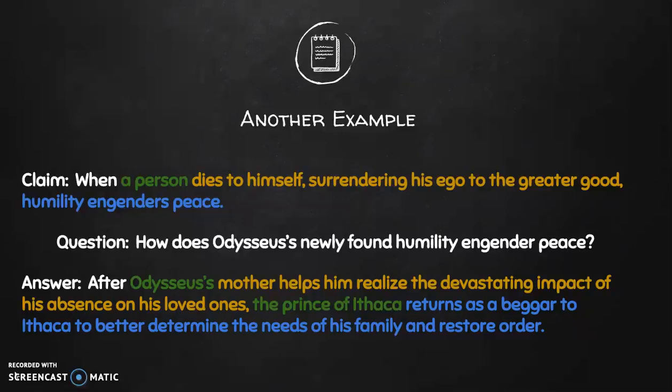restore order. That's arguable because somebody could say he returns for a different purpose, and that the role that he takes on as beggar serves a different purpose. So this is my personal interpretation. I can support what I'm saying here with evidence from the text, and it supports the central claim. It develops an aspect of it. So that's what makes that a legitimate topic sentence.